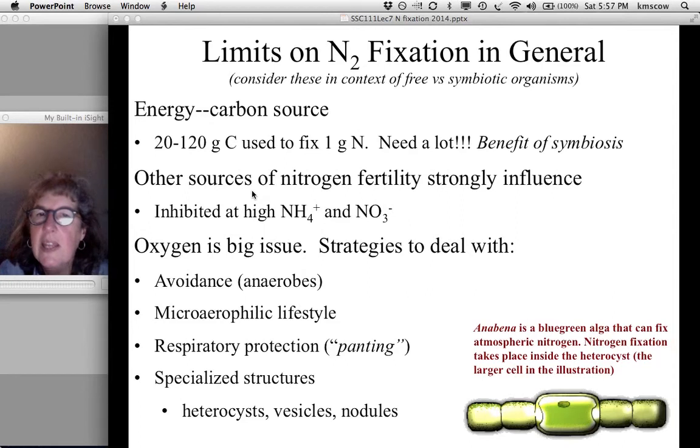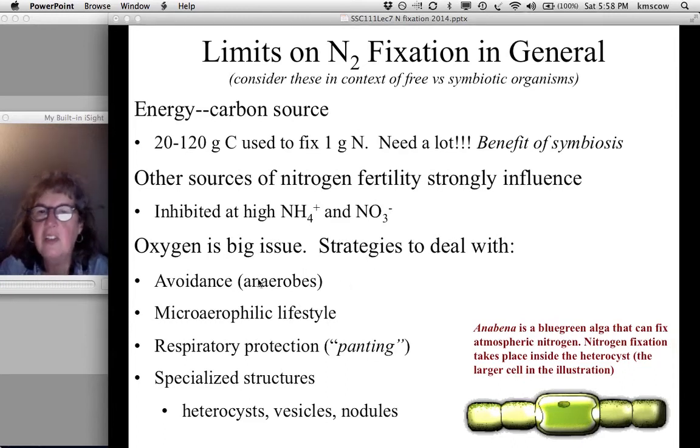Other sources of nitrogen fertility will strongly inhibit this nitrogen fixation. So if the plant has access to a lot of ammonium and possibly nitrate as well, then it's already going to have the end product of N fixation, right? Because the nitrogen is converted to ammonia. So it's going to say, I don't need to be paying all this sugar for this process. So it'll shut down N fixation in nodules.